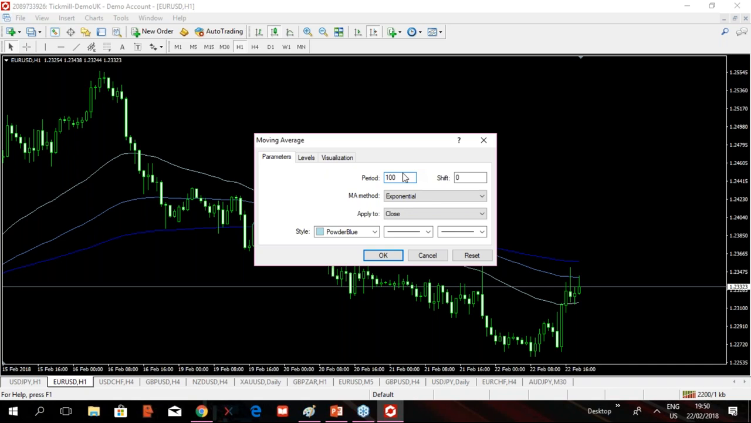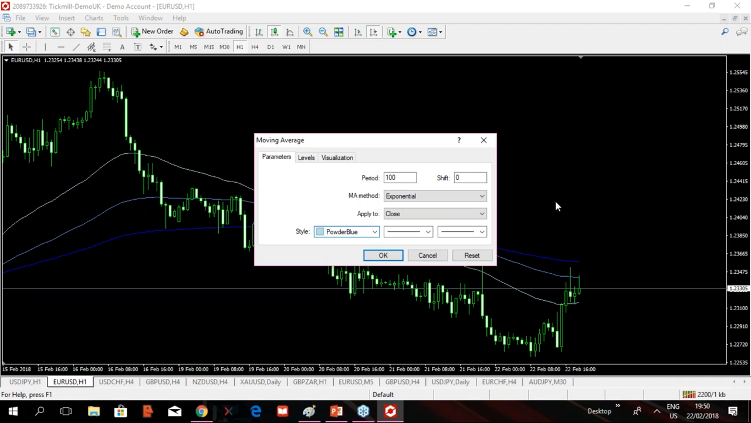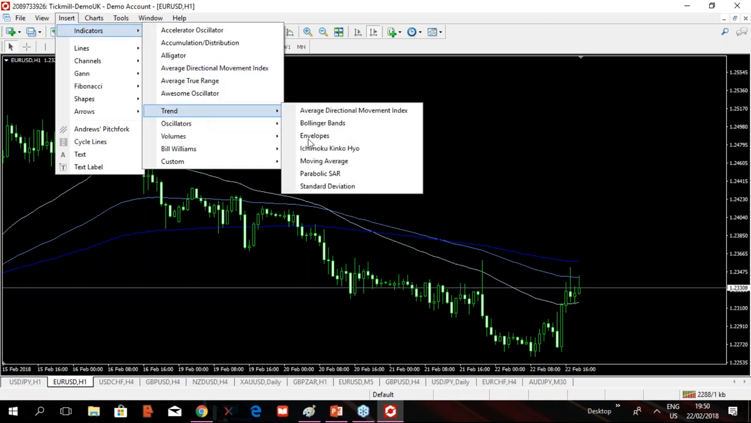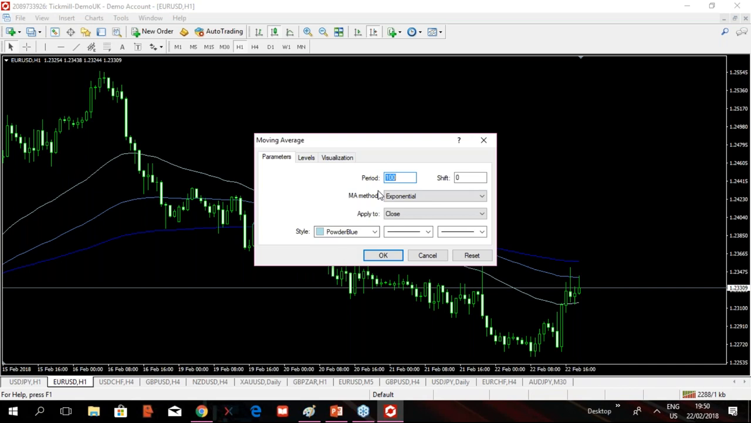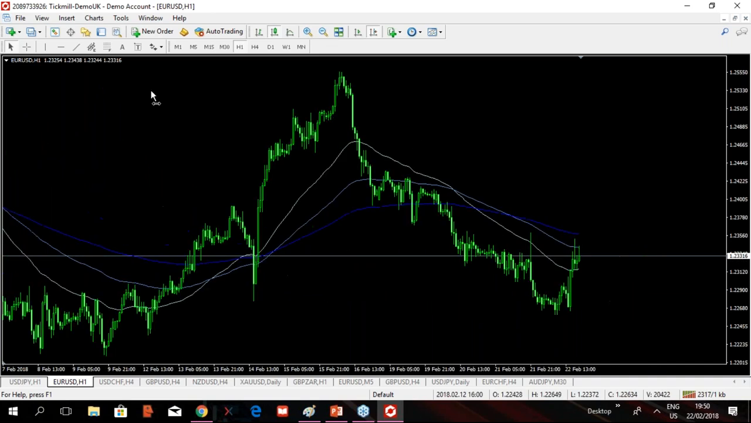So if I put on my 100 right there, I leave that exponential, I leave that as close, and at my color section, I'll change it to another color, let's say slightly darker blue. And then I click on OK. You could choose whatever color you want, it's not a problem. And you click on OK, and then you do it for the third time. You do the same thing again: indicators, trend, moving average, and then you change the period to 200. That's your last line. So in this case here, I've got my three lines right here. Very simple.